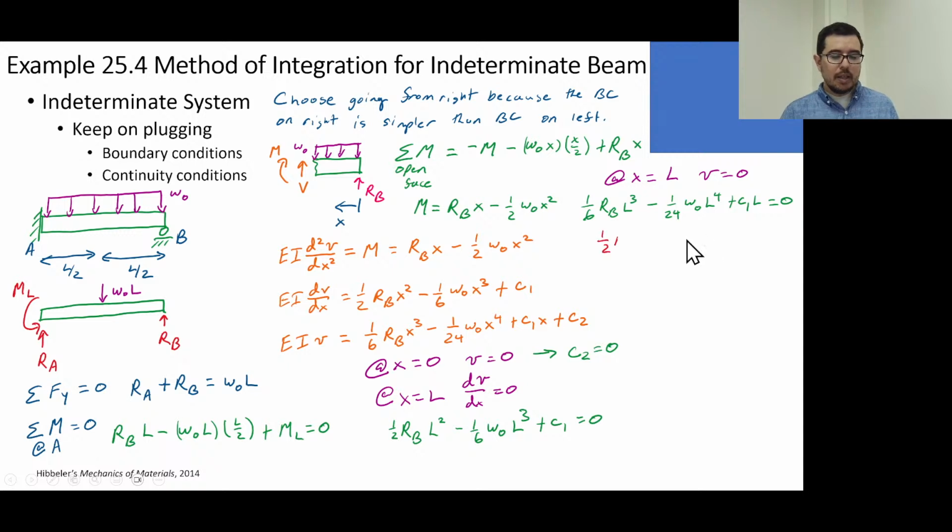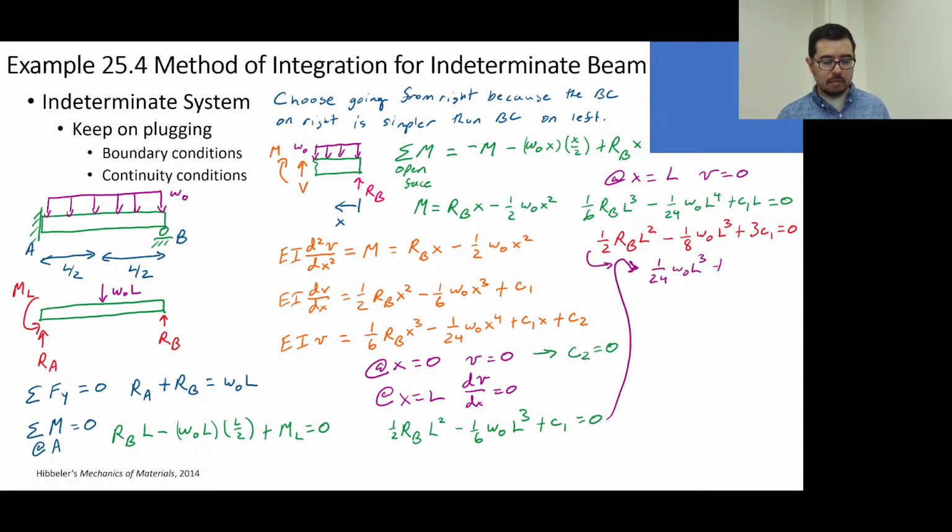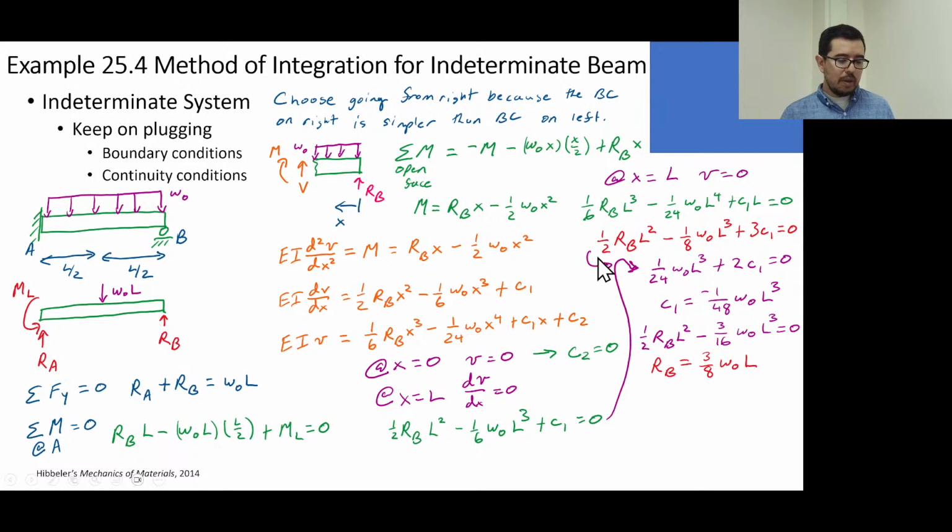Okay. And now we have 2 equations, this equation and this equation, all right? Where we have two unknowns. We have RB and we have C1. So now we can solve for RB and C1. So here's C1 coming out, and here's RB coming out right here. Okay. So now we have RB.